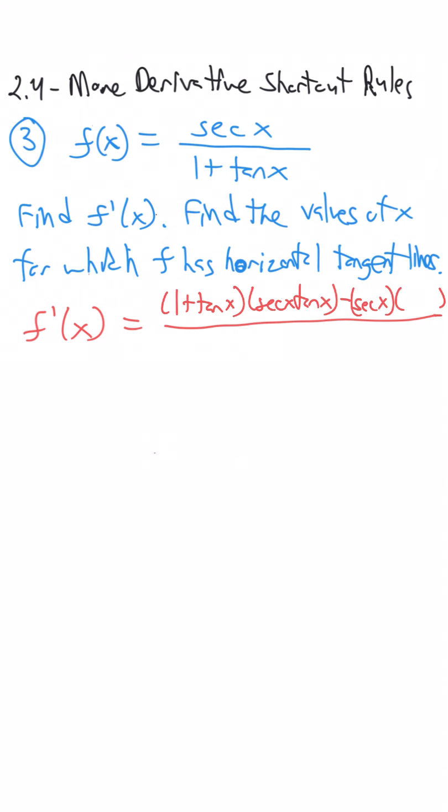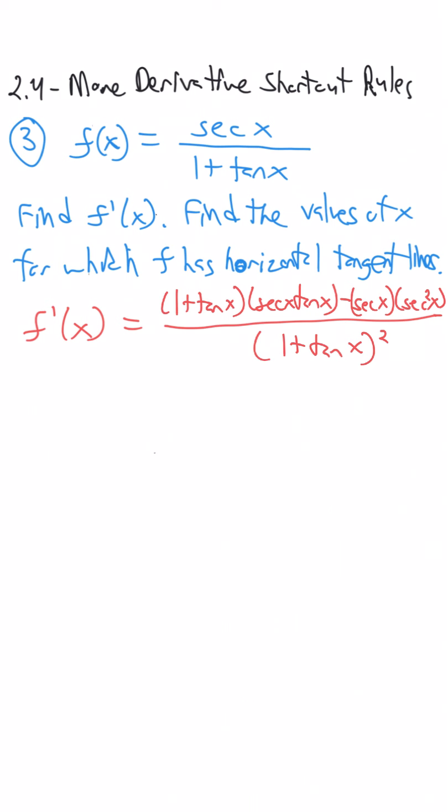What's the derivative of 1 plus tangent of x? Well, derivative of 1, 0. What's the derivative of tangent of x? Secant squared x. All over low low, which is just the bottom function squared. So that's f prime of x.